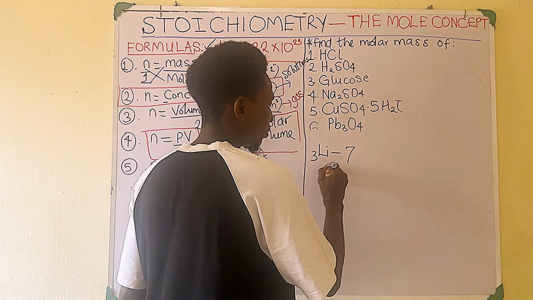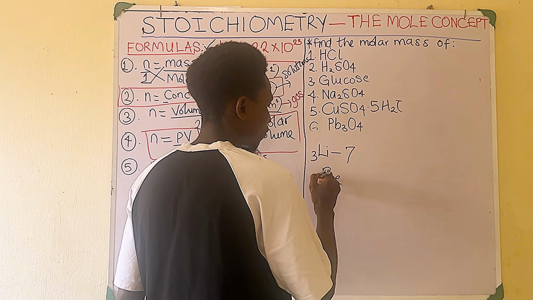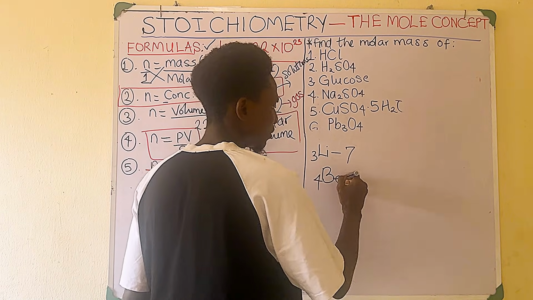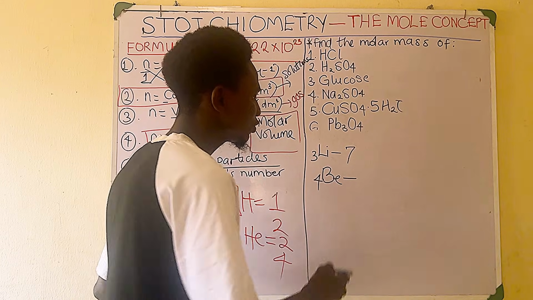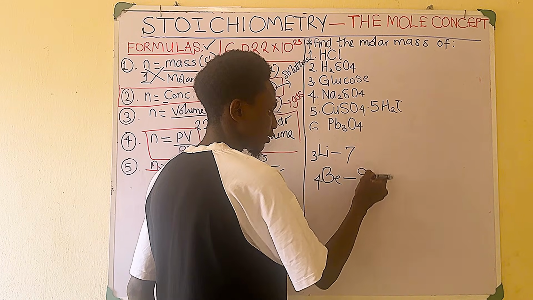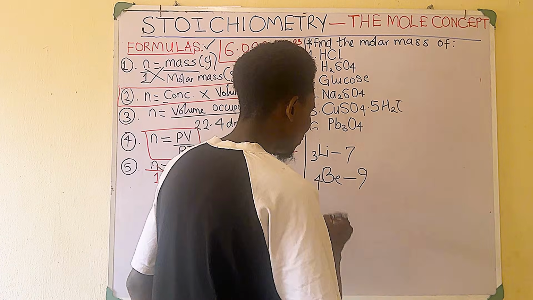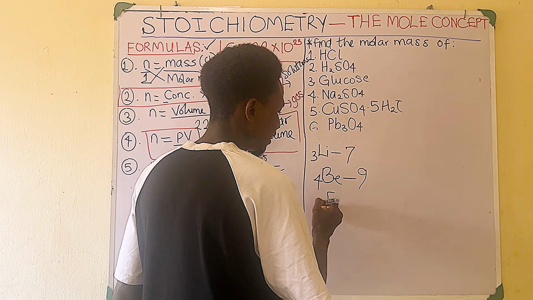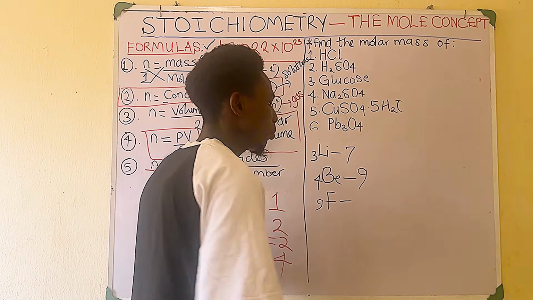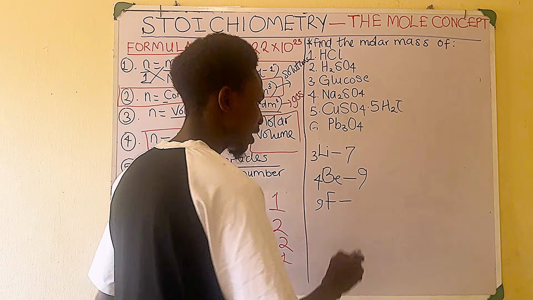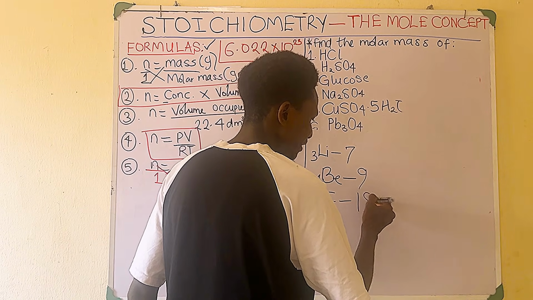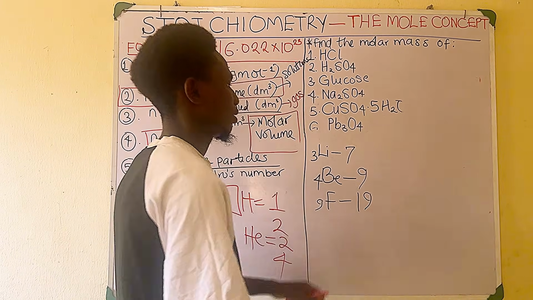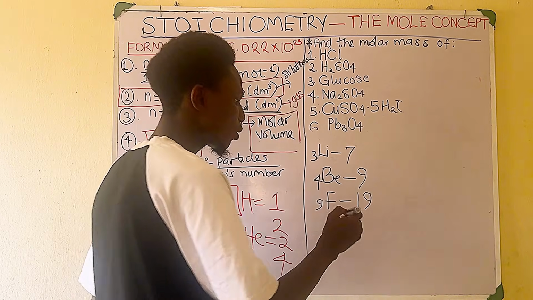Then we have beryllium, which is 4. The atomic number is 4, the 4th element. Then it is not 8, but 9. Now, next one we have is fluorine. Fluorine is the 9th element of the periodic table. But instead of having 9 times 2, 18, it now has 19. So you can see that these guys, they have +1. Lithium, beryllium, fluorine. Then we have what we call sodium.